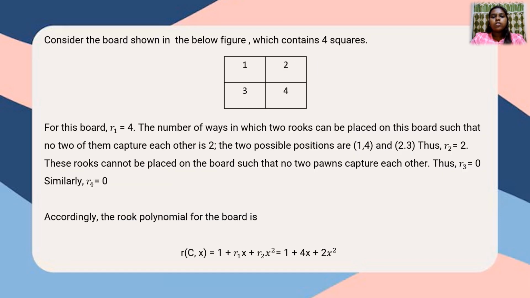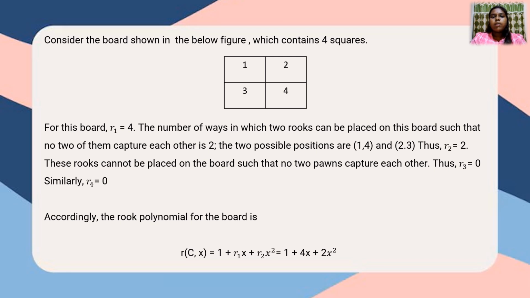Consider the board shown in the below figure which contains 4 squares. For this board R1 is equal to 4. The number of ways in which two rooks can be placed on this board such that no two of them capture each other is 2. The two possible positions are (1,4) and (2,3). Thus R2 is equal to 2.